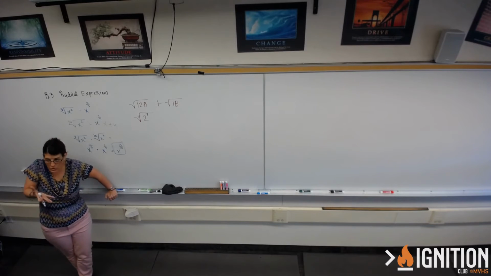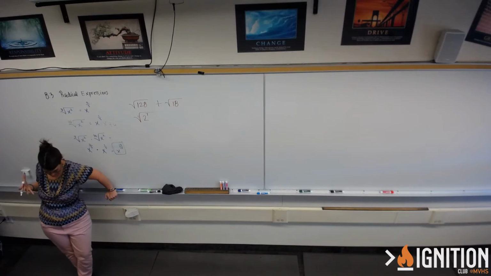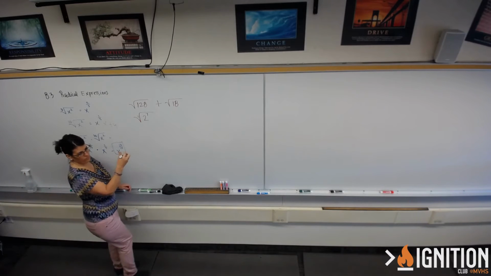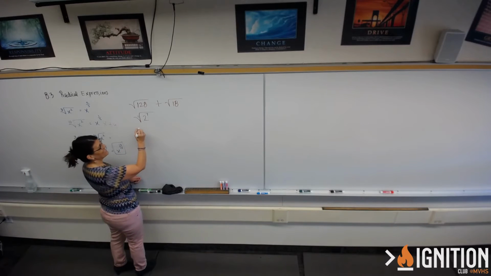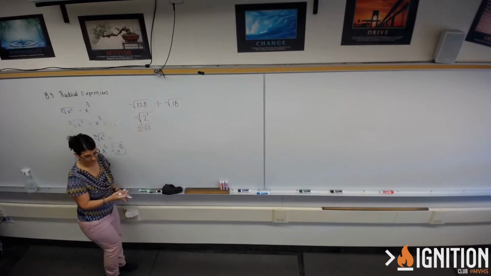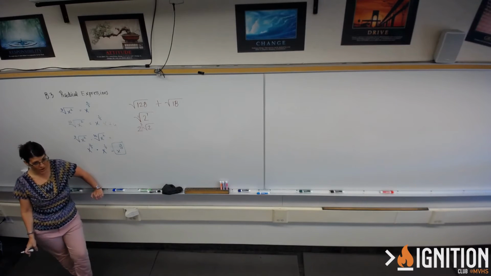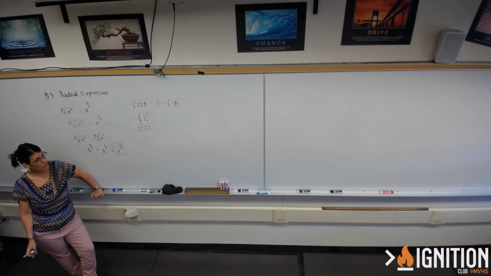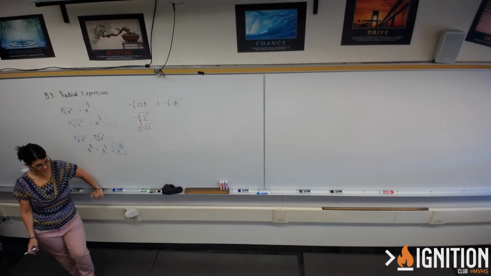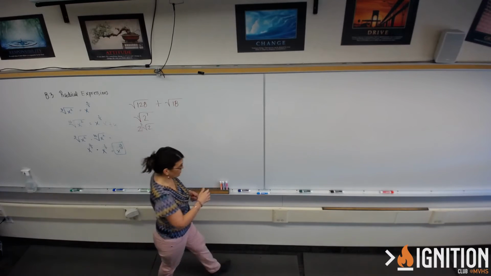So how many 2's can you take out, Corey? 3. So you take 3 2's out, and how many stay in? What's 2 cubed root 2? Okay. 8 root 2. Totally fine.